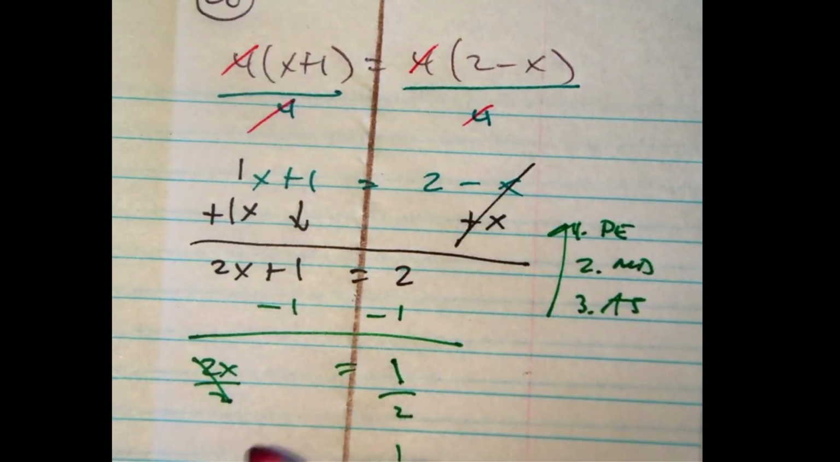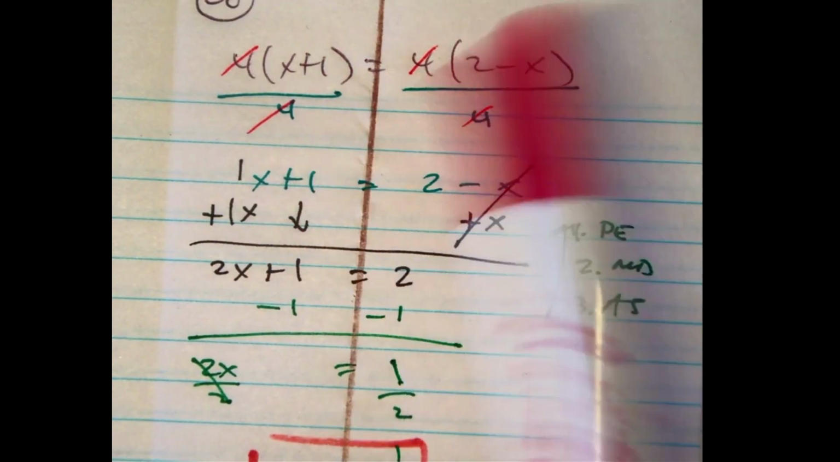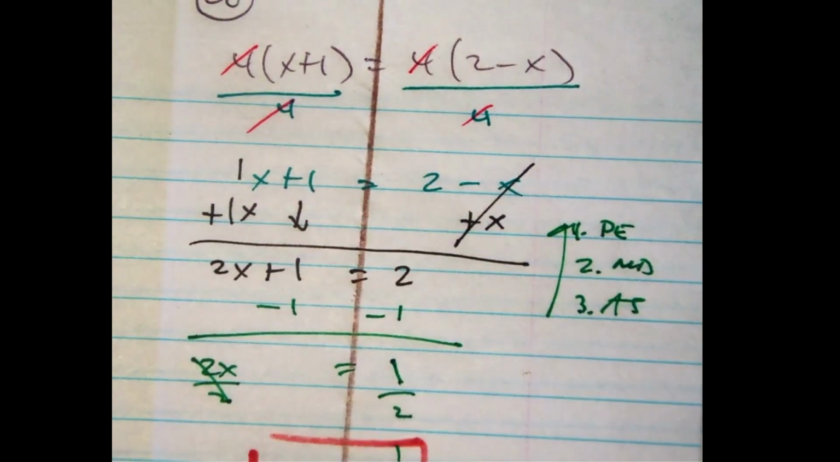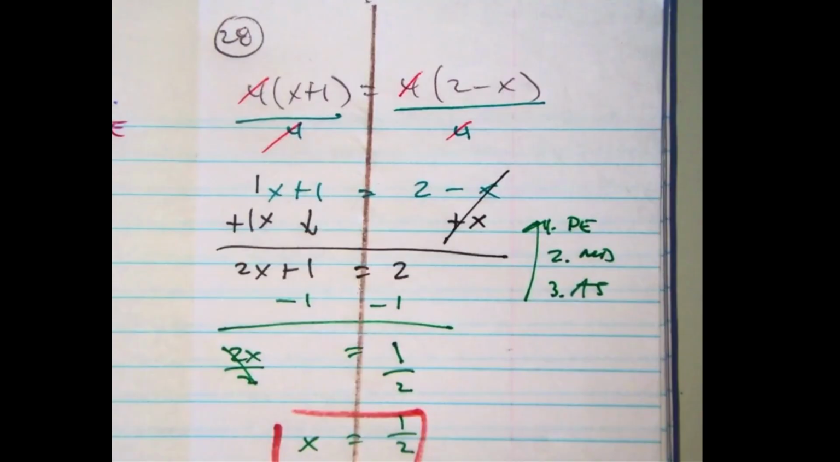Now, if you did distribute, you would have actually gotten the same answer. 4x plus 4 equals 8x minus 4x, and you do all of that, and you'll still get 1/2. So think ahead. Look at what you're doing. You might have some faster ways of solving.